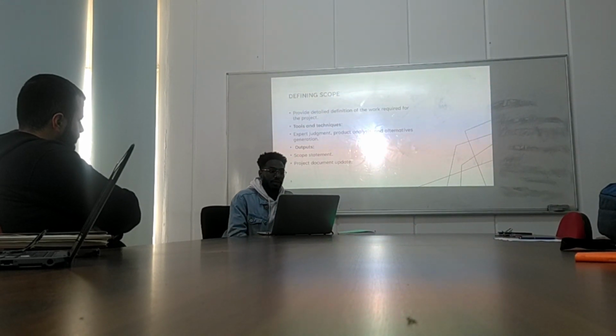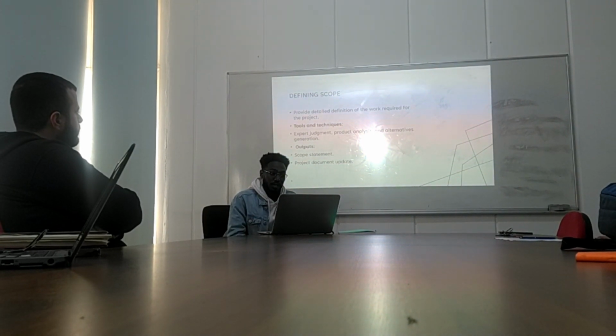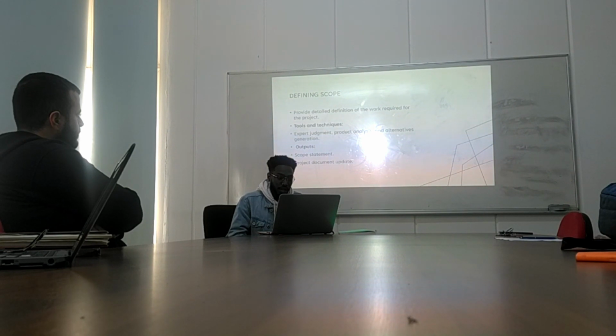And the third step that we have here is defining the scope. In defining the scope, we provide a detailed definition of the work required for the project. And here also we use tools and techniques to define the scope. The first technique is expert judgment. We are going to gather people who have expertise in judging the scope that we are going to develop. And then we have product analysis, and then we have alternatives generation. In this step, we also have 2 outputs, the scope statement and the project document updates.